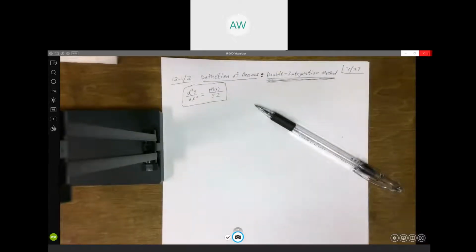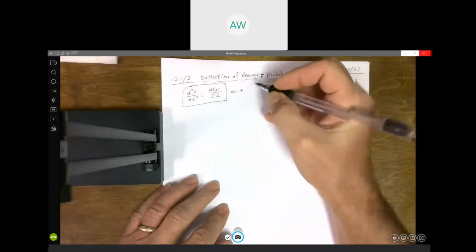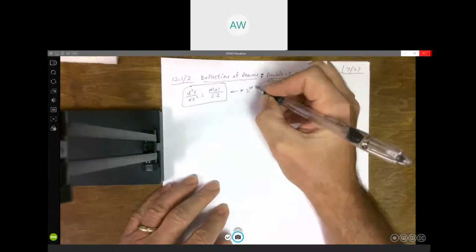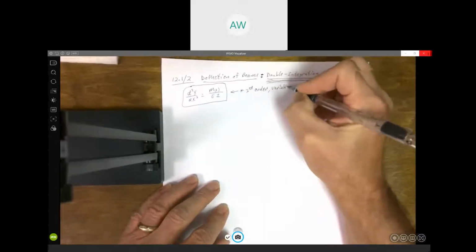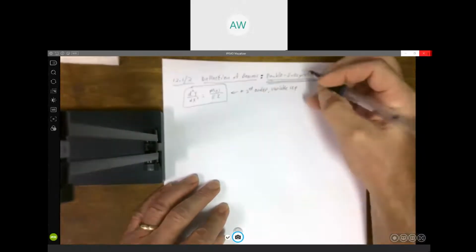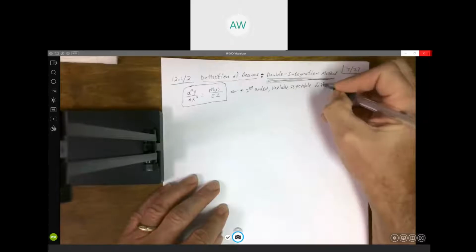Is it separable? It is separable. I was looking for something a little more descriptive, and Arvin replied: it's a second order variable separable differential equation. That's what type of DE this is. It's a second order variable separable differential equation.